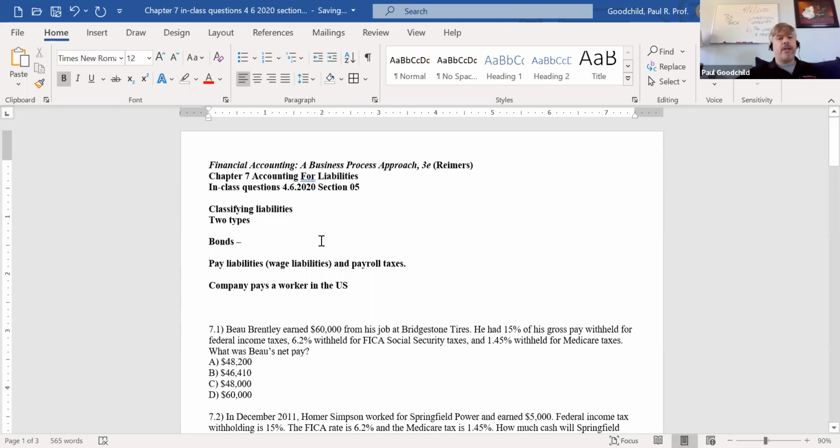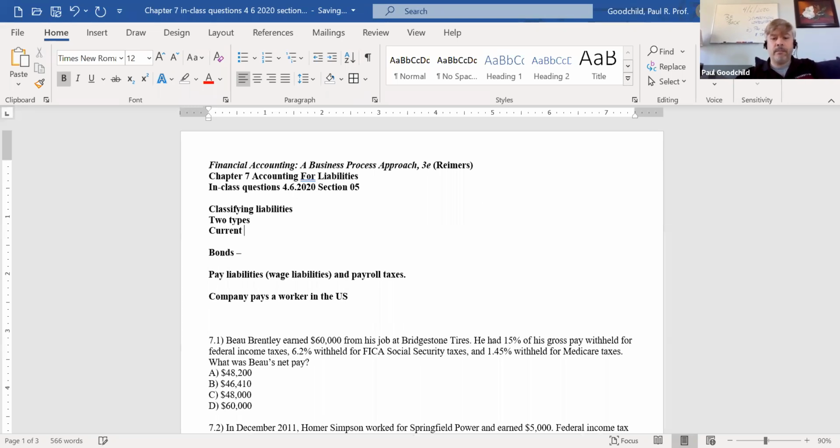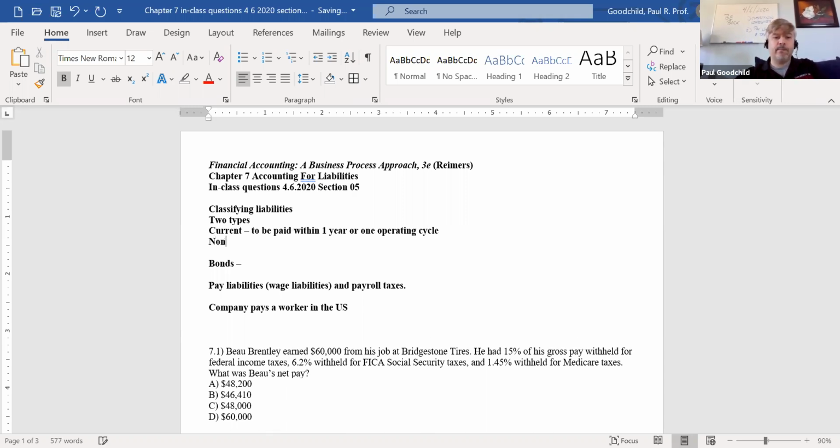Okay, so we're talking about classifying liabilities, and there's 2 types of liabilities. You have current, to be paid within 1 year or 1 operating cycle, and non-current, and that'll be paid beyond 1 year or 1 operating cycle. And note that I'll also use long-term interchangeably, and it's okay if you do as well.